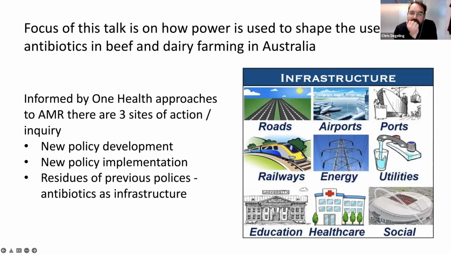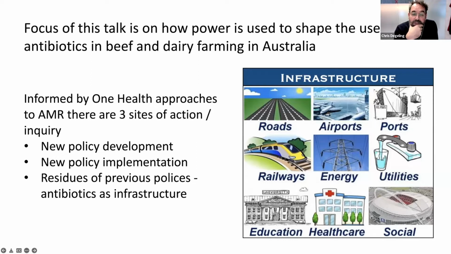And today I'm going to talk about it really in terms of how power is used in the Australian context. So this is government power to try and shape the use of antibiotics in beef and dairy farming in Australia based on some research we've been doing over the last year or so. And I'm looking at 3 sites where this power is exercised, and these are the places of action or where we're going to actually have the inquiry.